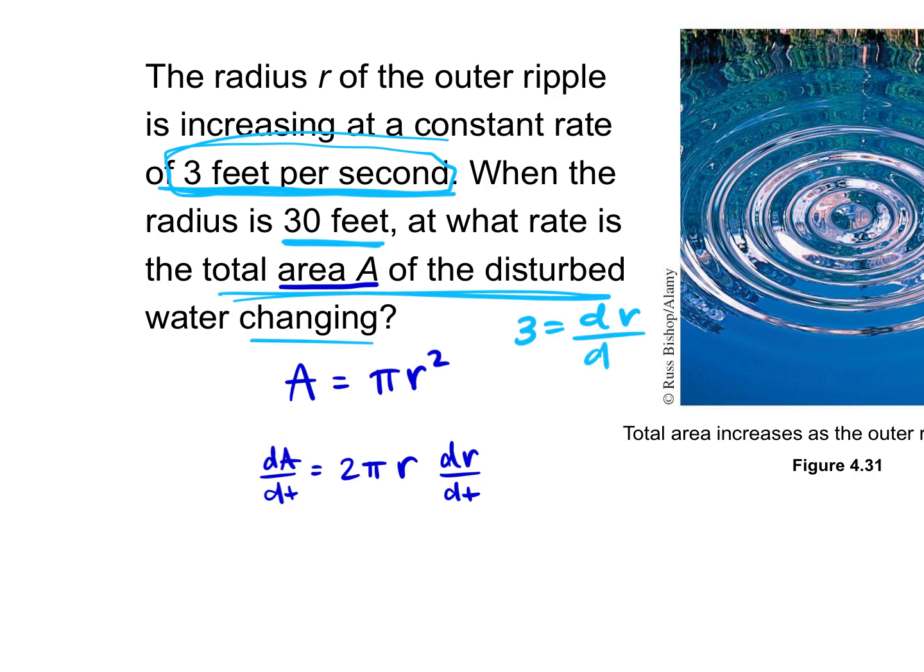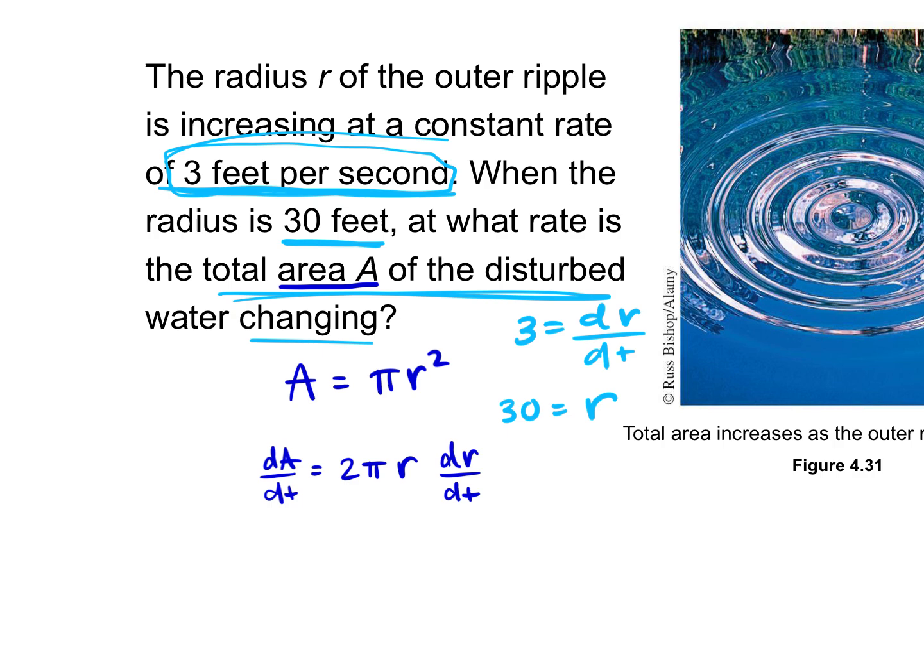You can look at your units to kind of help you. If it was just 3 feet, that would be our r. But since it's 3 feet per second, this is how it's changing with respect to time. So that's why it's dr over dt. So use the units to help you. So it says when the radius is 30 feet, so what am I plugging 30 into? R. Awesome. It says at what rate is the total area of the disturbed water changing?